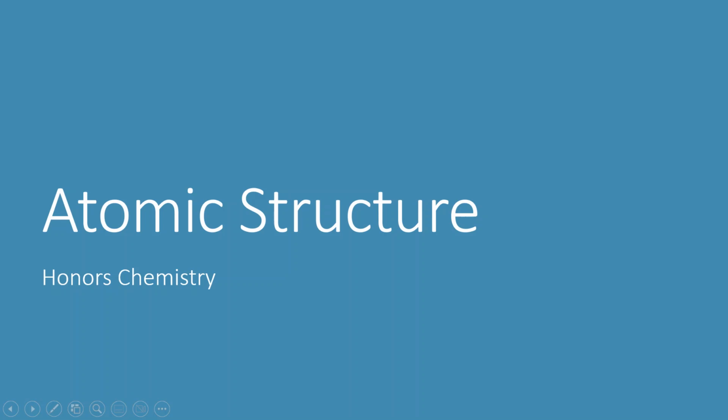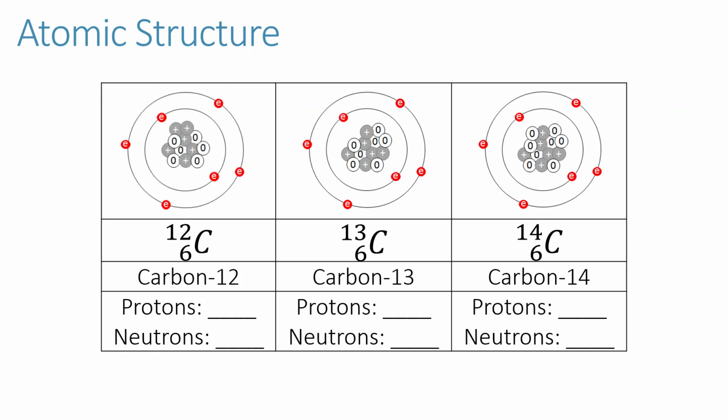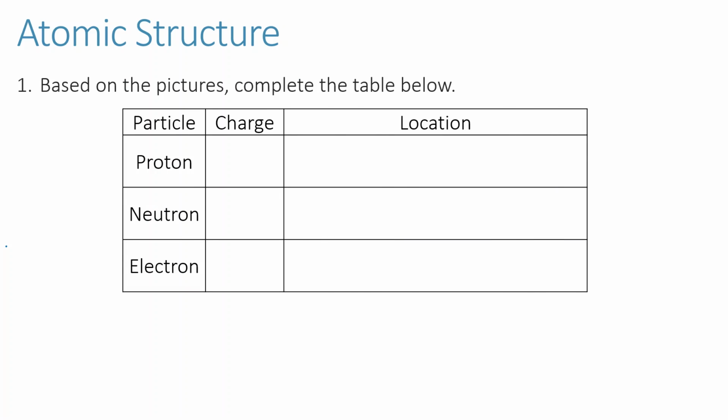Atomic structure. So here on the screen, we have three different isotopes of carbon. I have carbon 12, carbon 13, and carbon 14. Looking at these three atoms here, we want to go ahead and compare them. These are called isotopes of carbon.